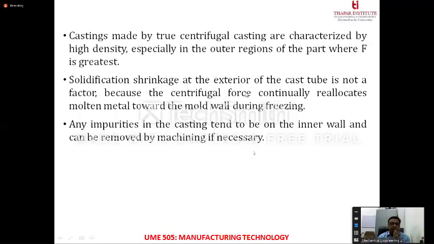What you find over here is any impurities, if any present, that will be either slag or the particles which are not melted, they will come toward the inner wall and they can be removed after machining, if it is required at all.